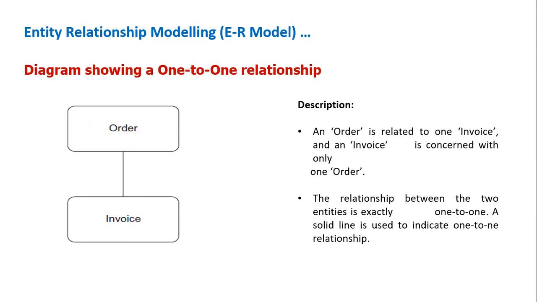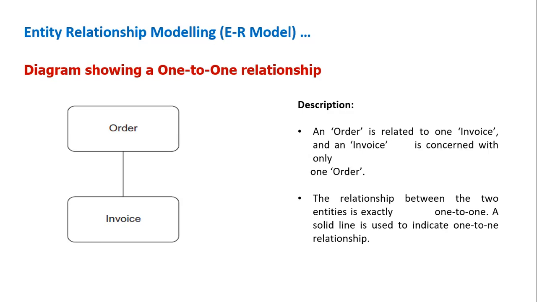Now, a diagram showing a one-to-one relationship. Consider that an order is related to one invoice. One order, one invoice. If you buy a computer, you send one order and get an invoice for it. Another time, you buy, let's say, a Samsung smartphone, and you also get an Apple product. Each invoice is related to each order. That is the one-to-one relationship.